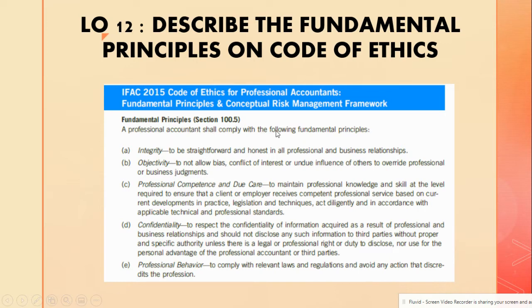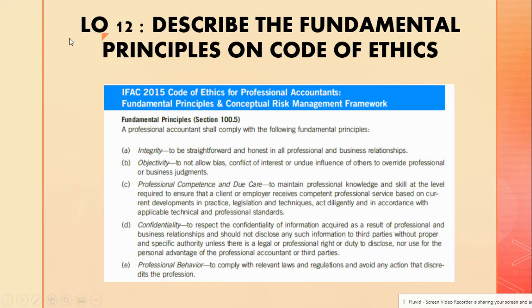A professional accountant shall comply with the following fundamental principles. Integrity: meaning to be straightforward and honest in all professional and business relationships, to tell the truth even if the situation is a bad situation, so you have to be honest. And then objectivity: to not allow bias, conflict of interest or undue influence of others to override professional or business judgment. So this has quite a similar meaning with independence. Yeah, you being objective, you being independent, free from bias.